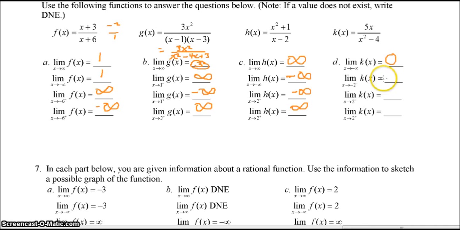We have a horizontal asymptote at 2 and negative 2. From the left, as we approach negative 2, you can take a look on your graphing calculator and see that's negative infinity. Then as we approach positive 2 from the left, it's also negative infinity, and 2 from the right is positive infinity.